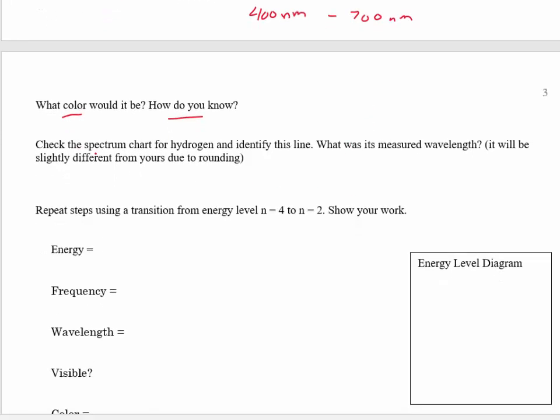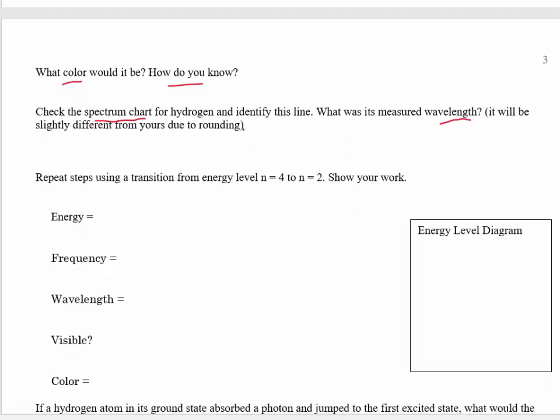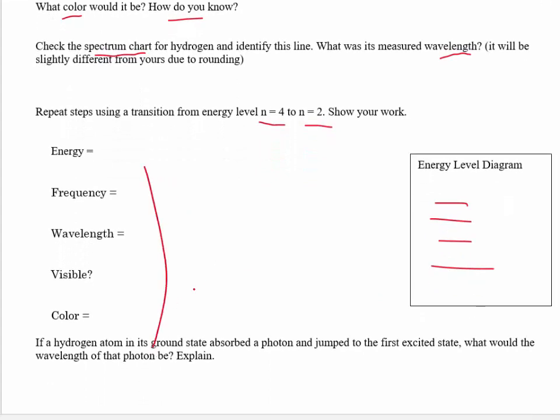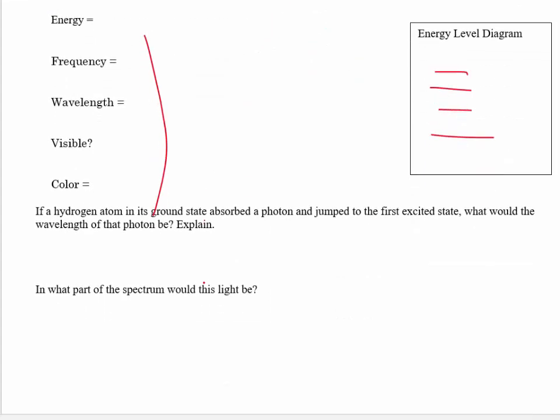We can go ahead and Google a spectrum chart for hydrogen and identify the line and what its wavelength should be. It's going to be slightly different because of rounding. Then we can look at the 4 to 3 transition. Go ahead and draw your energy level diagram. Do the same thing: energy, frequency, wavelength, is it visible, and color.